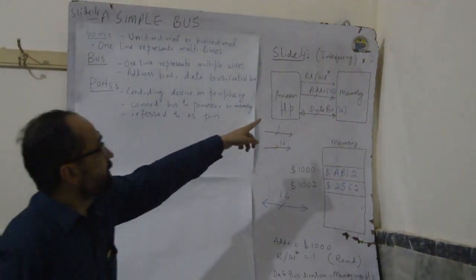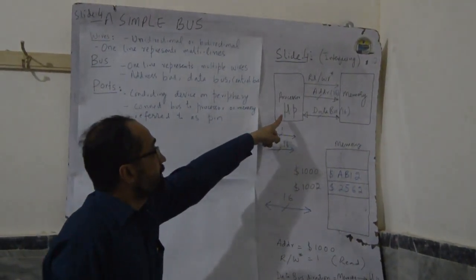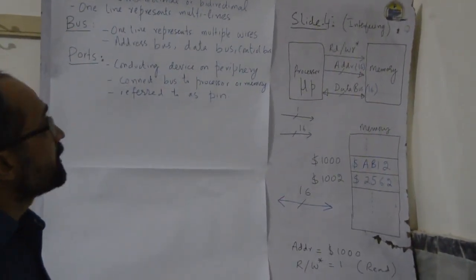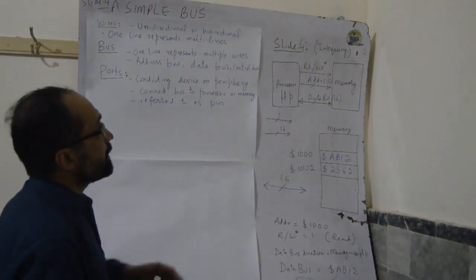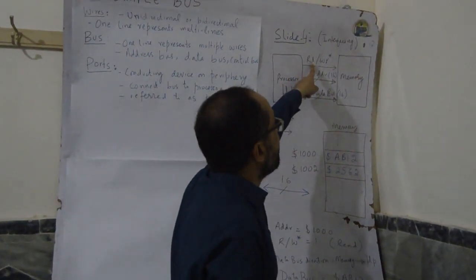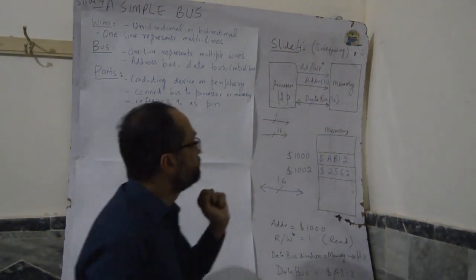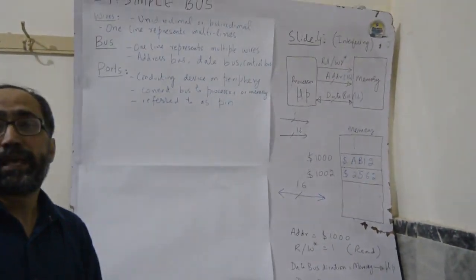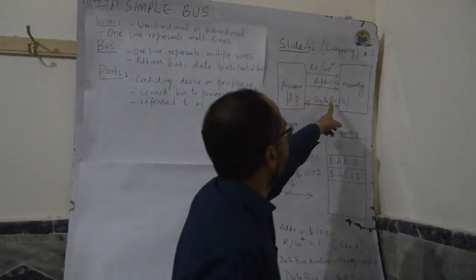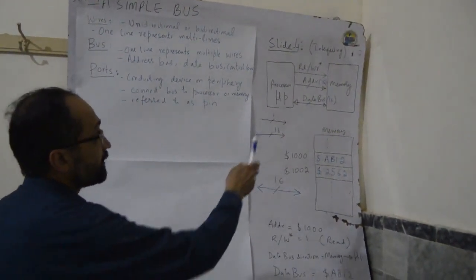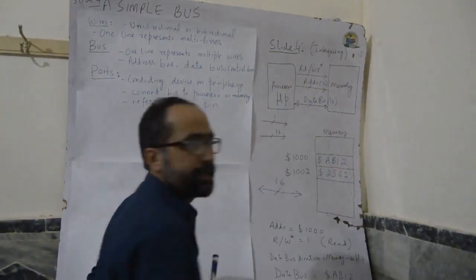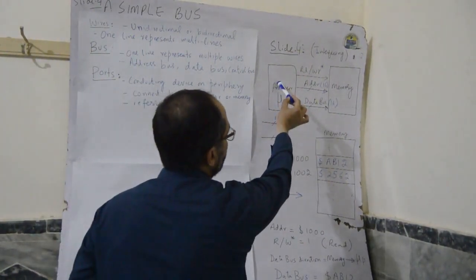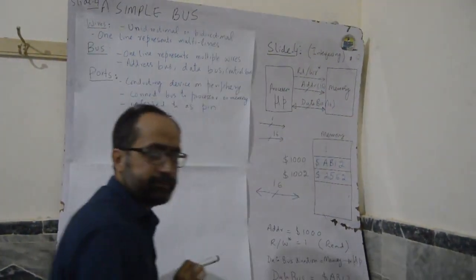If you look at this figure, the microprocessor is interfaced with memory using 3 buses. The name of the first bus is read/write bar. The name of the second bus is address lines. And the name of the third bus is data lines. The first bus, read/write bar, is unidirectional and the direction is from microprocessor to memory.